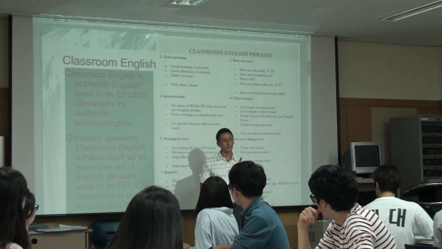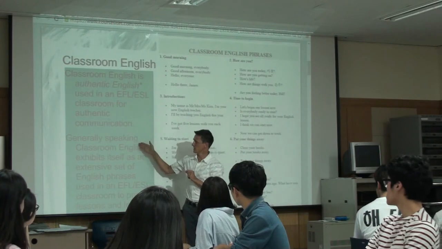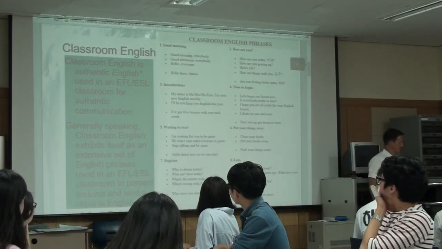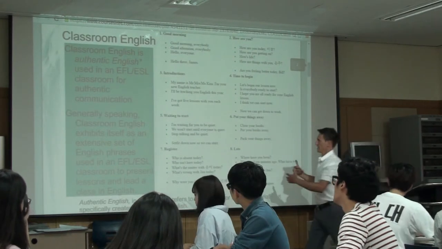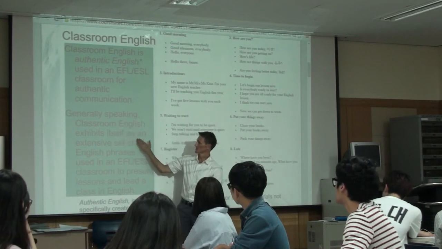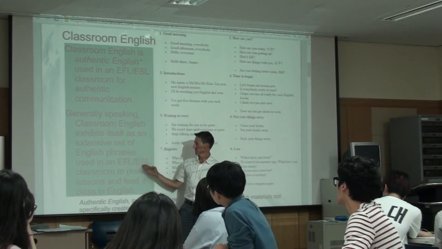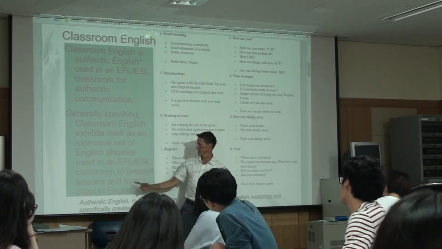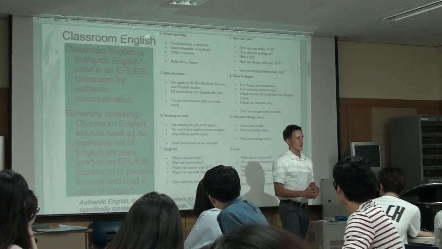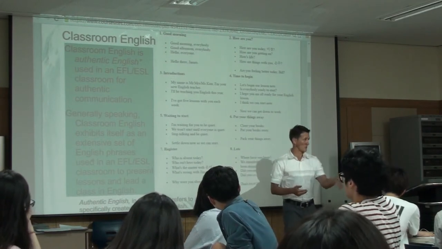Now, this is different from a lot of what we find in Korea with classroom English. In Korea, what we generally find is that classroom English becomes a kind of set phrases. Generally speaking, classroom English exhibits itself as an extensive set of English phrases used in an EFL, ESL classroom to present lessons and lead a class in English. The teachers memorize these lines, and then they teach the words to the students, and they have the students repeat the words.